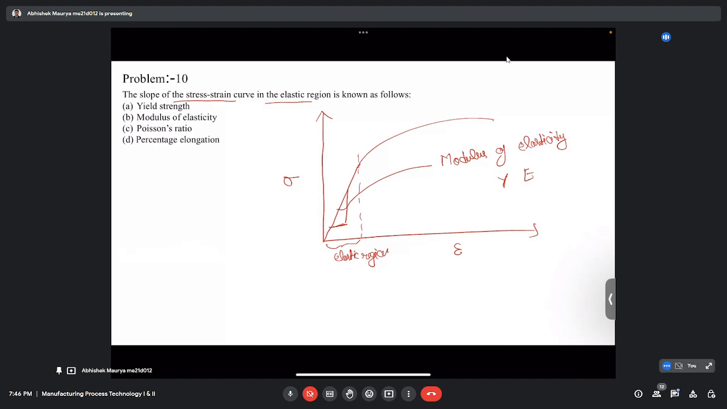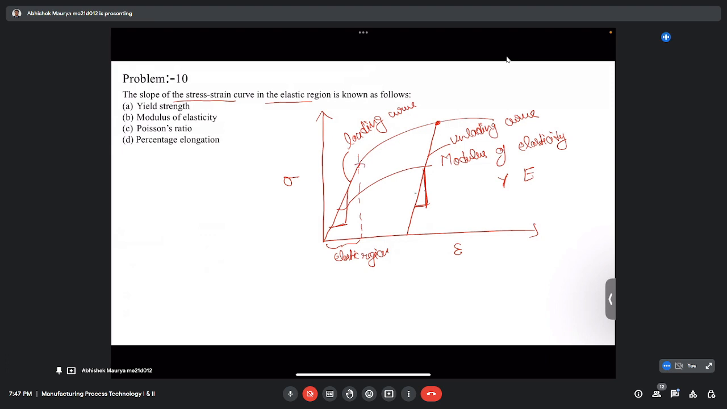As I was telling earlier, if we deform the material to some value and then remove the load, look at the slope of the unloading curve. This is the loading curve, and this is the unloading curve. Here also the slope will be the same because the material is the same.